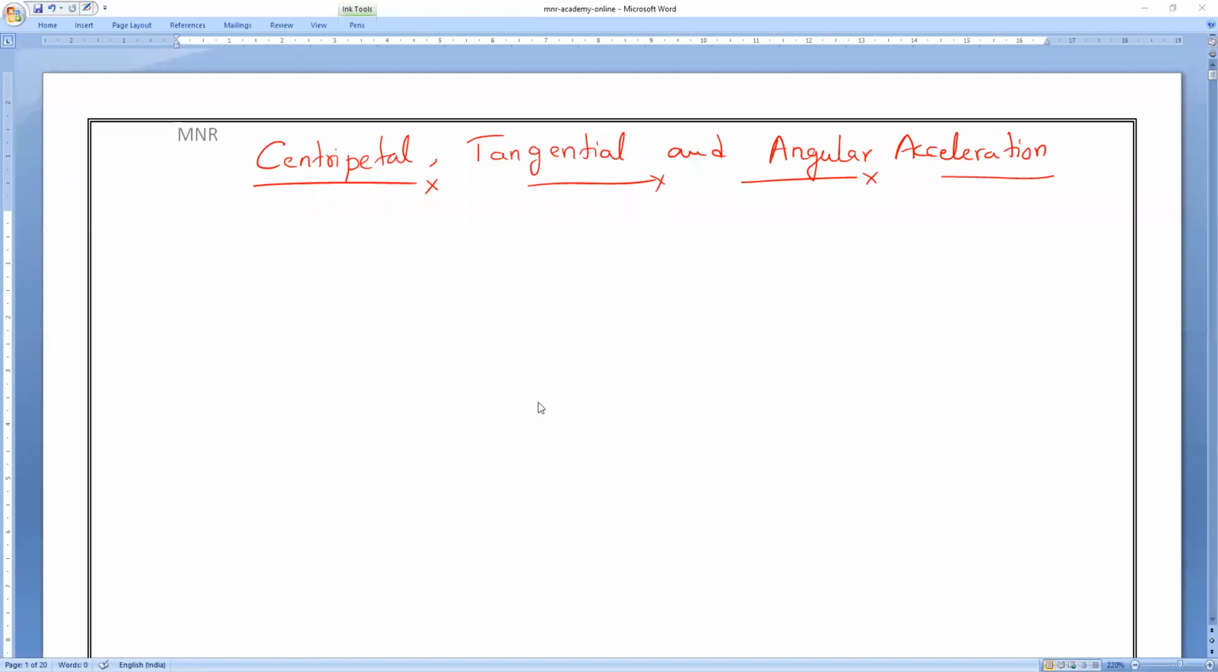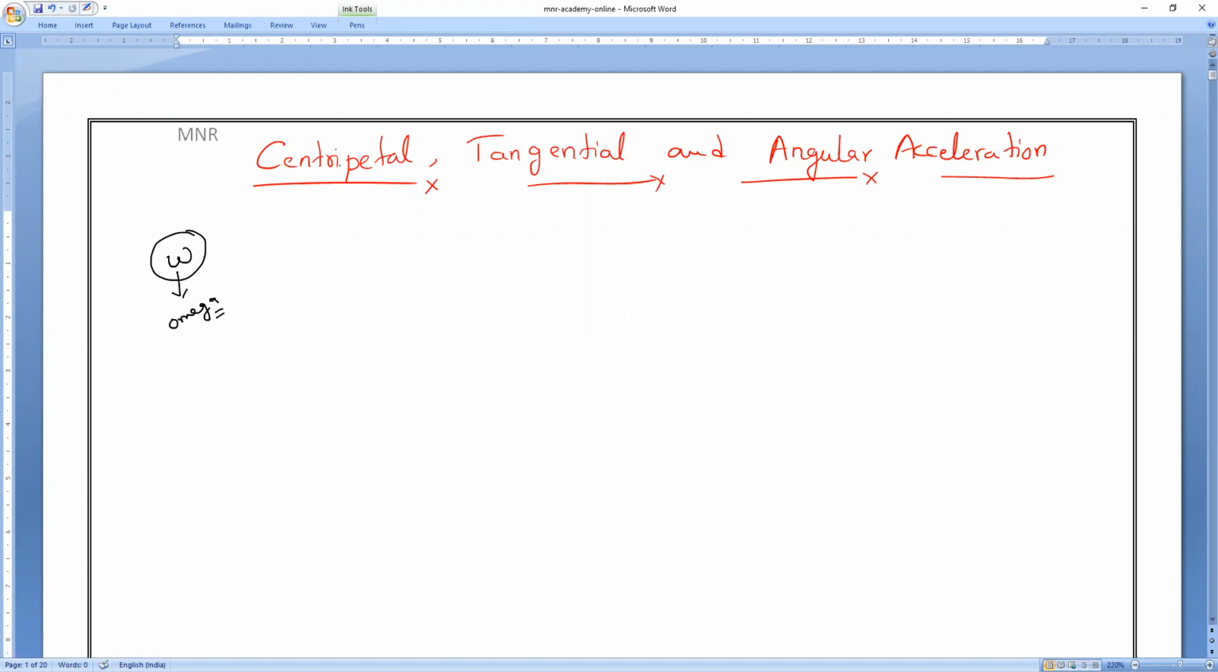Last class we discussed many things, like the relationship between time period and angular acceleration or angular velocity. What is the symbol of angular velocity? We studied it in the last class. This is Omega.